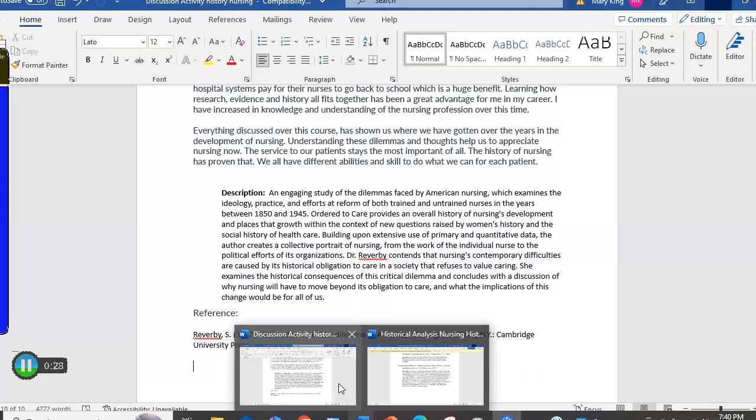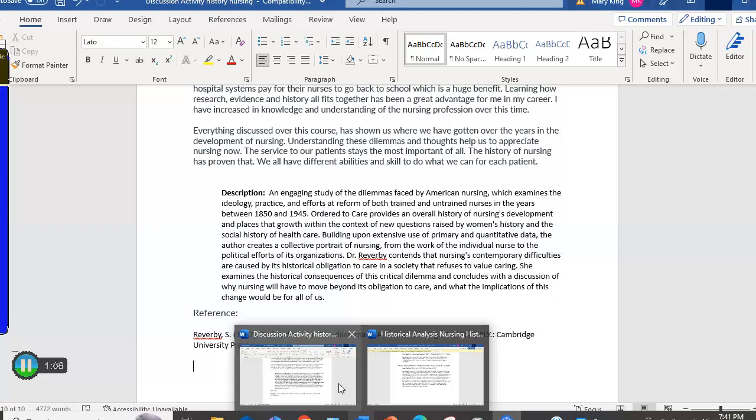This book gives a great study of the dilemmas faced by American nursing between the dates of 1850 to 1945. But there's an overall history discussed in this book, with many questions raised by women's history and the social history of healthcare. We've been raised in a society that has refused to value caring and care of patients in general. Of course, money always comes into play.